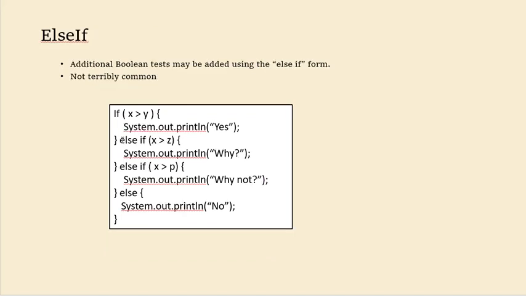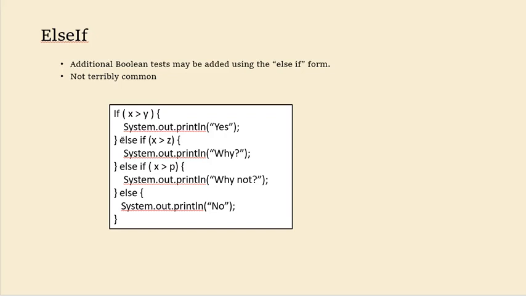A version of this, I told you there were versions of this. We can do everything with the if-then-else. There are versions that make life easier for the programmer. It's called the else if. So if X is greater than Y, do something else. And now we put another test in there. If X is greater than Y, print out yes. Else if X is greater than Z, print out the Y. Else if X is greater than P, we can keep adding these. Print out Y not. And if none of those are true, we'll print out no.